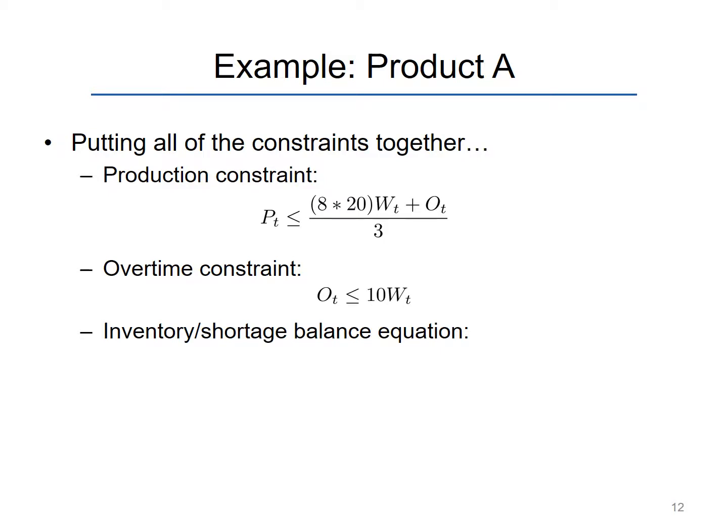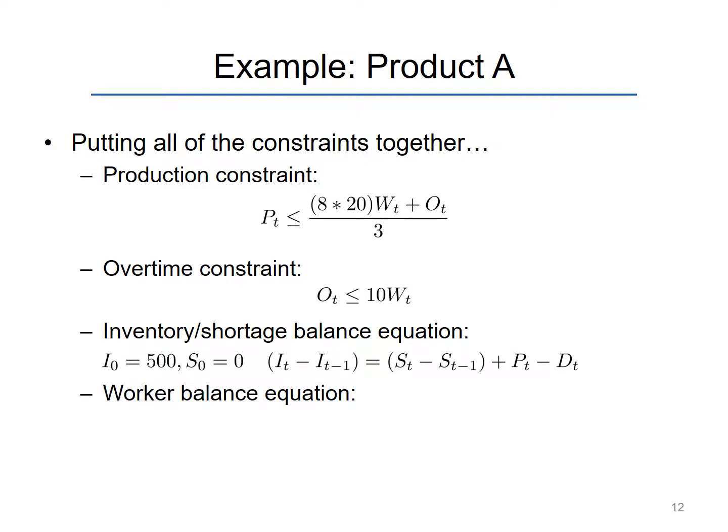The inventory shortage balance equation, the initial values for the inventory and shortage, and the inventory shortage balance equation given here. Again, you can think of inventory and shortage as binary conditions. If one exists, the other one has to be 0. Worker balance equation, initial number of workers, the number of workers in period T is the number of workers at the end of last period plus the number of hires minus the number of layoffs, so there's a typo here. This should be FT because I used F for firing, not LT.